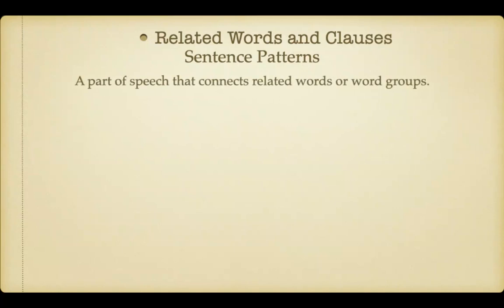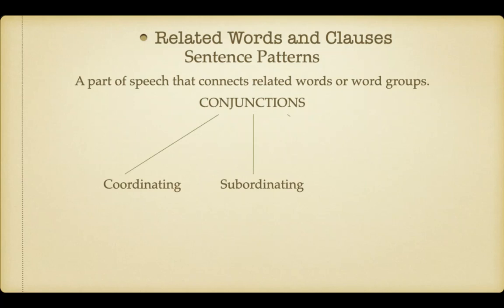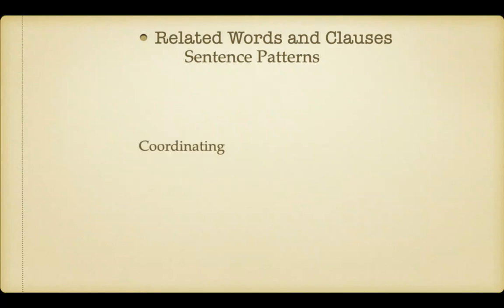Now, in order to combine words, phrases, or clauses, a conjunction is usually required. A conjunction is a part of speech that connects related words or word groups. There are three types of conjunctions: coordinating conjunctions, subordinating conjunctions, and correlative conjunctions. Let's discuss each of these. We'll discuss coordinating conjunctions in greater detail in our mechanics module when we study comma usage, but I want to touch on the basics in this lesson.